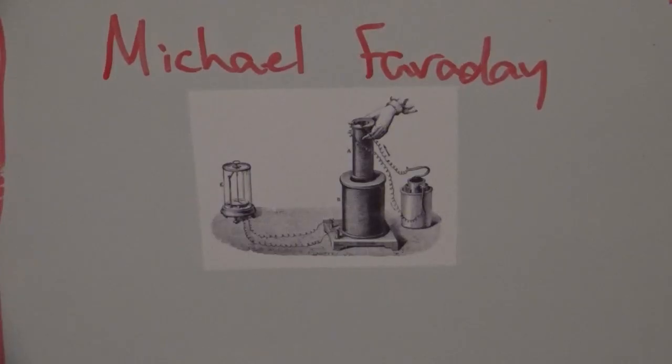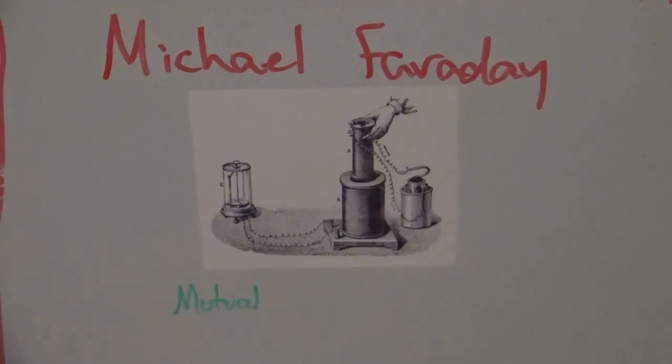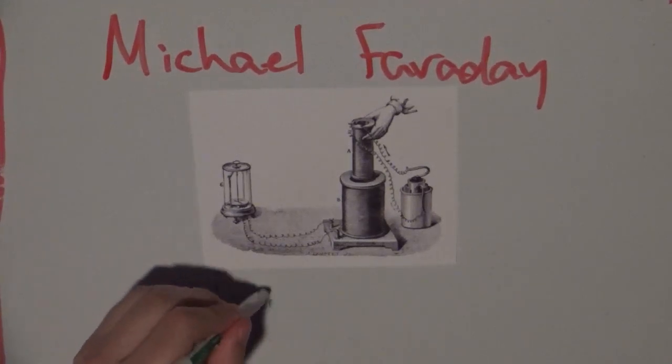Michael Faraday's most famous experiment came when he wrapped two insulated iron rods with coils of conductors. He passed a current through one conductor and found that a current was momentarily induced in the second coil. This was known as mutual induction.